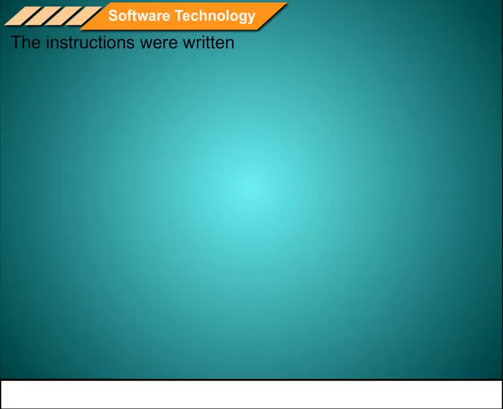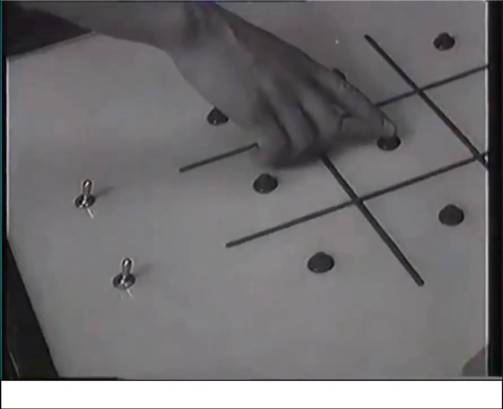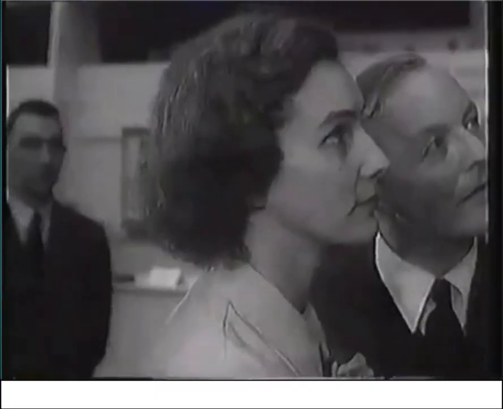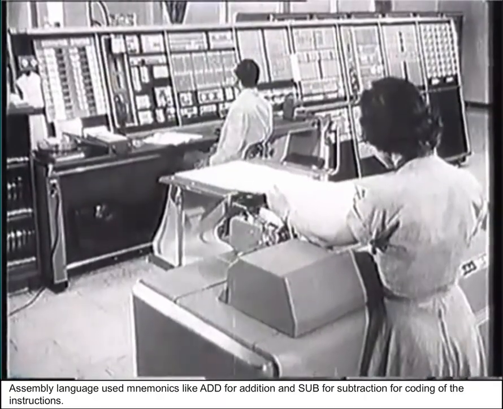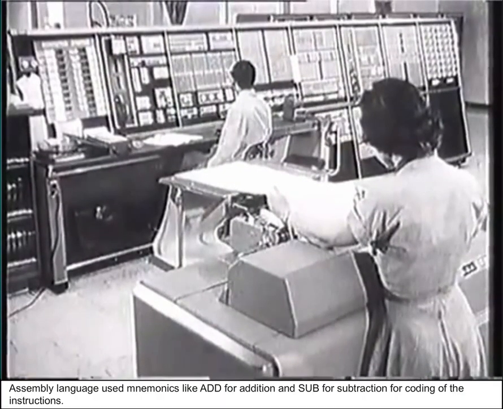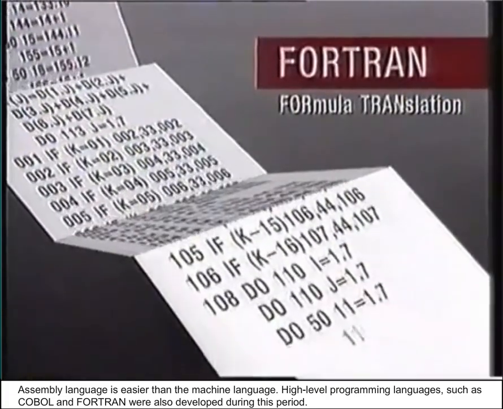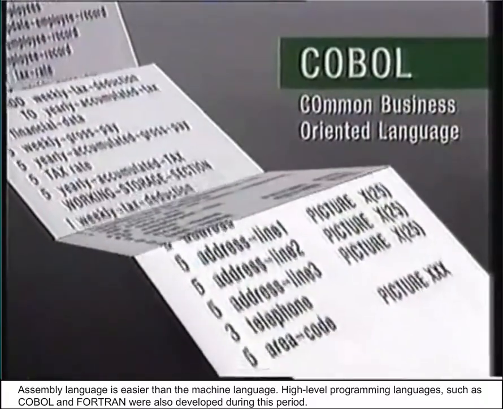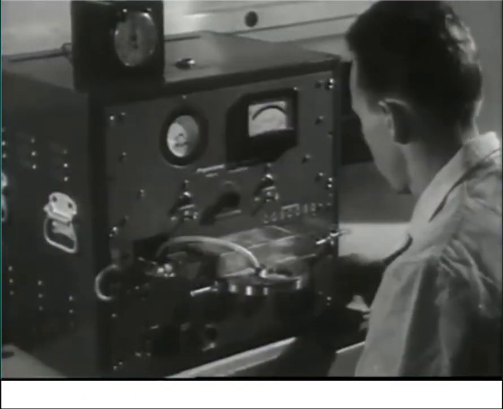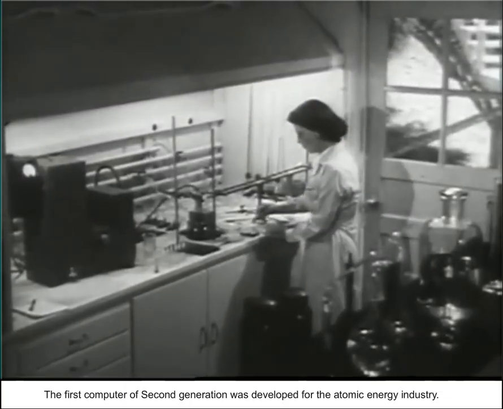Software technology. The instructions were written using the assembly language. Assembly language used mnemonics like add for addition and sub for subtraction for coding of the instructions. Assembly language is easier than the machine language. High-level programming languages such as COBOL and FORTRAN were also developed during this period. The first computer of second generation was developed for the atomic energy industry.